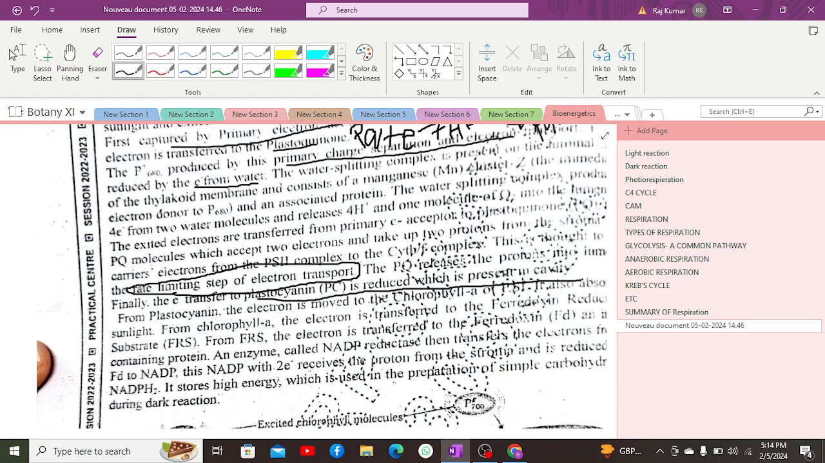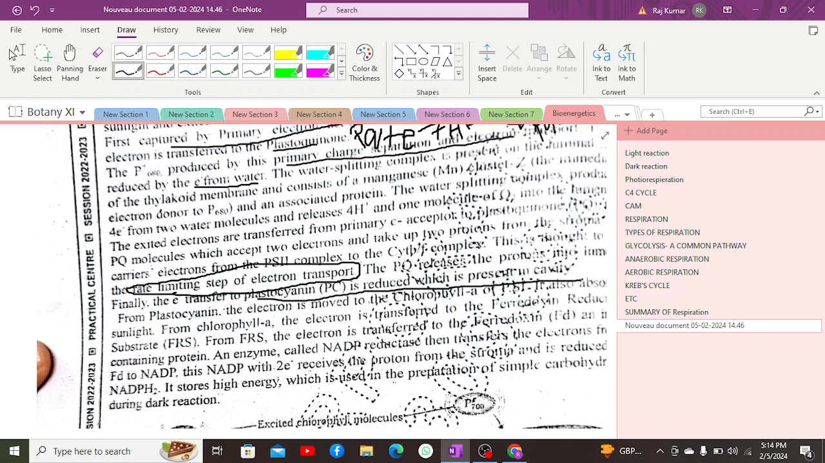It transfers this electron towards the plastocyanin, and plastocyanin transfers the electron towards the photosystem one. When the photosystem one accepts the electron, after accepting the electron, it causes it to release its excited electron.